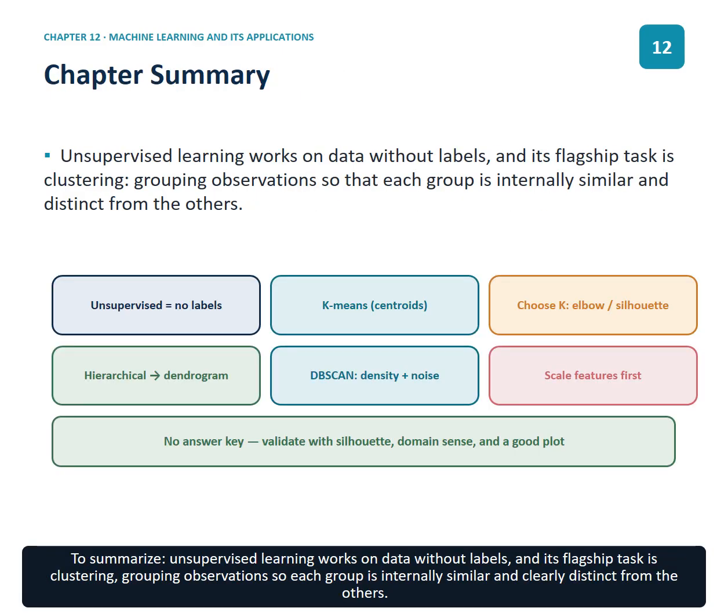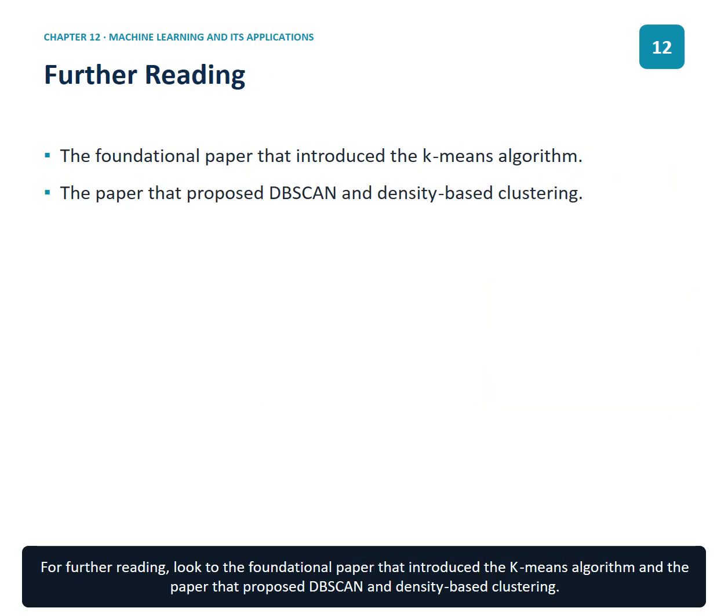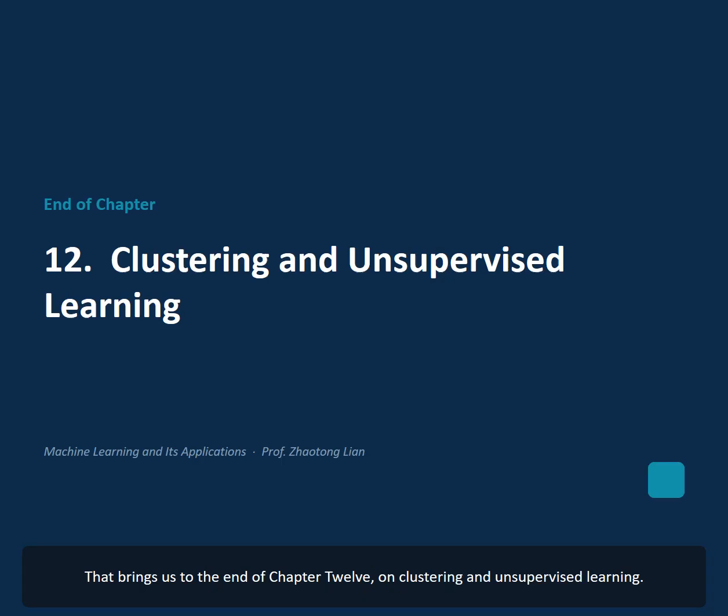To summarize, unsupervised learning works on data without labels, and its flagship task is clustering, grouping observations so each group is internally similar and clearly distinct from the others. For further reading, look to the foundational paper that introduced the k-means algorithm and the paper that proposed DBSCAN and density-based clustering. That brings us to the end of Chapter 12 on clustering and unsupervised learning.